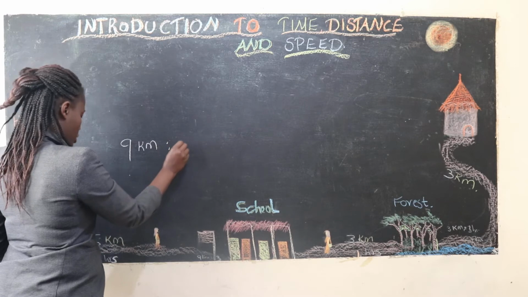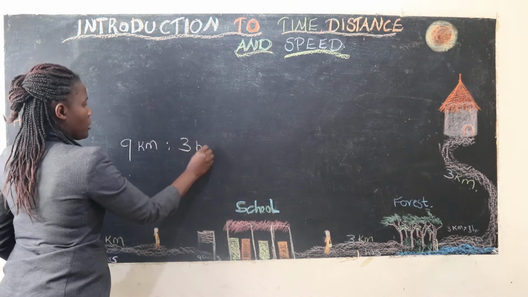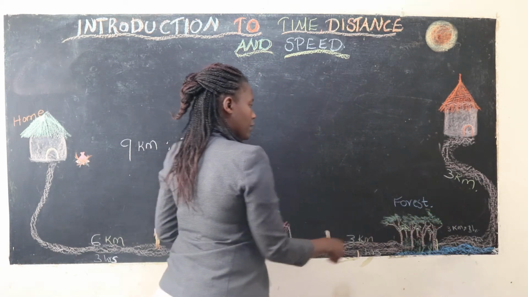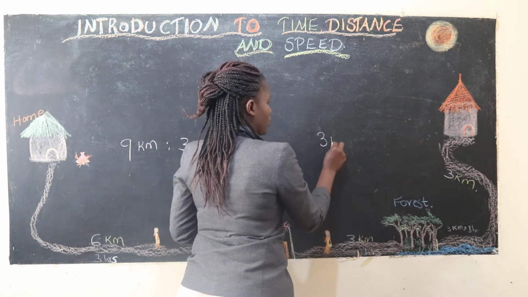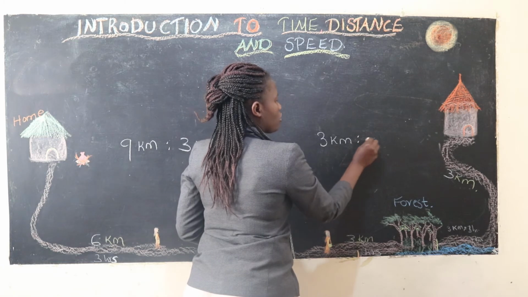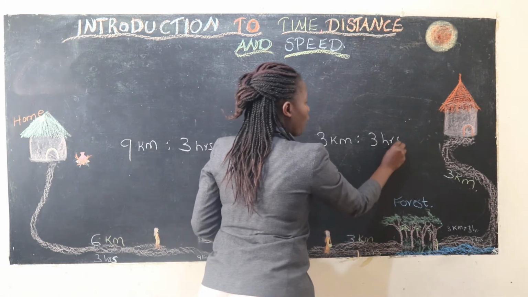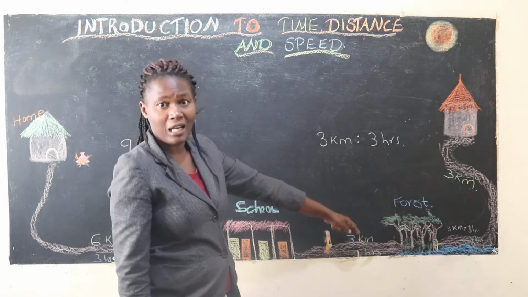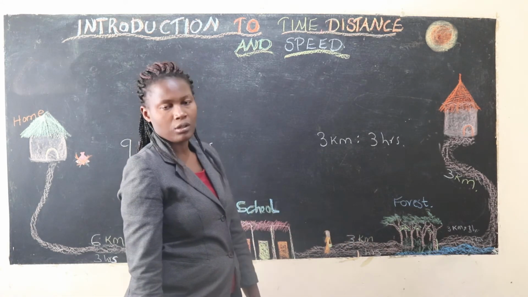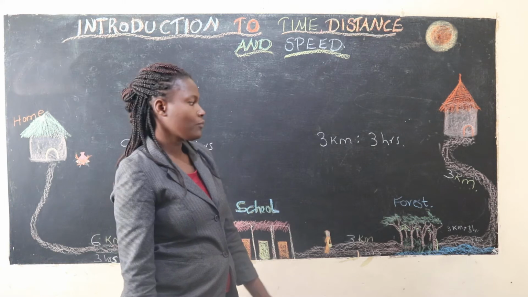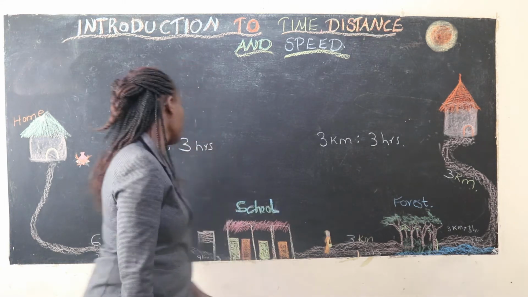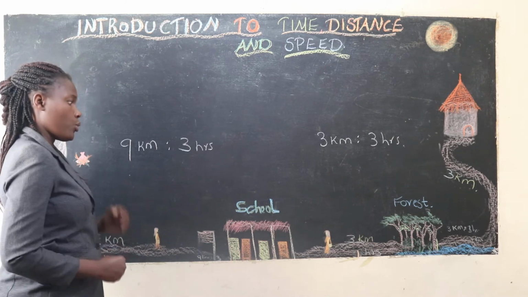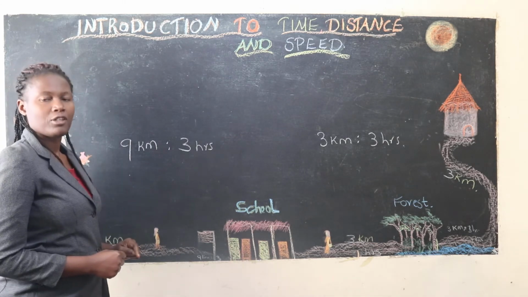So she would cover 9 kilometers. And let's assume that she took 3 hours. And then this other little girl left home. And let's see, she covered 3 kilometers. And let's assume she took 3 hours as well. You can imagine how slowly and relaxed she was going to the forest. Why? Her distance is short. And this one, she was pacing because her distance is definitely longer.